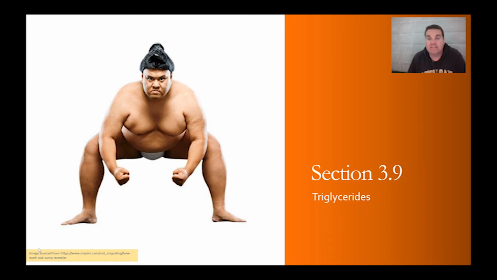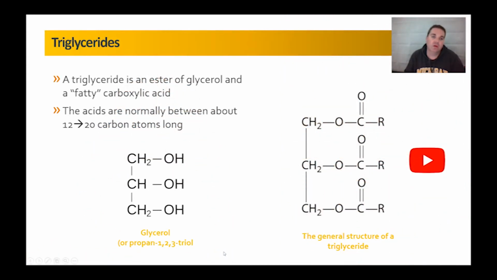Hi guys, welcome to the 9th video for the organic chemistry topic. This one is on triglycerides. Now triglycerides are basically esters, okay, and triglycerides are what we use for talking about fats and oils, hence the sumo wrestling. So a triglyceride is an ester of glycerol, which is this molecule here called propan-1,2,3-triol.